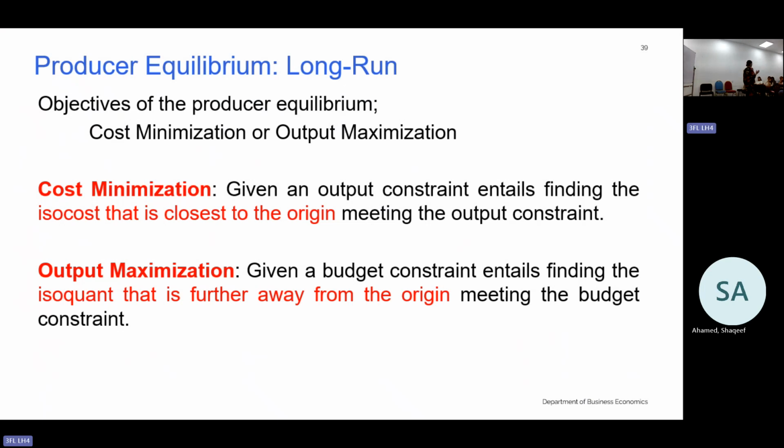Closer to the origin. So here, the producer is going to either minimize the cost while maximizing output, or maximize the output while minimizing the cost. So those are the two objectives of a producer. Understood? So take the water break, and take 2 minutes.